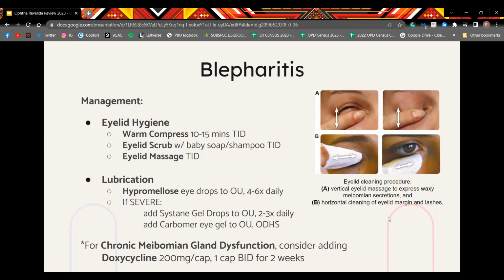Okay? And then for chronic meibomian gland dysfunction, halimbawa, tagal na nagfa-follow up yung patient sa'yo, hindi pa rin gumagaling yung meibomian gland dysfunction niya, consider adding doxycycline na oral antibiotic na to. So doxycycline, 20 milligrams per capsule, 1 capsule twice a day for about 2 weeks.